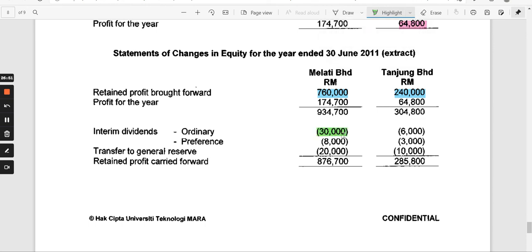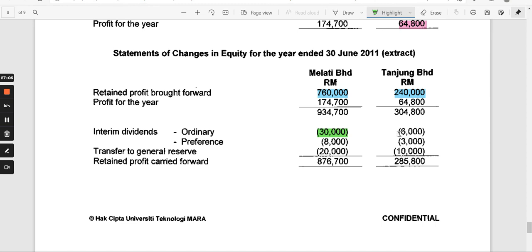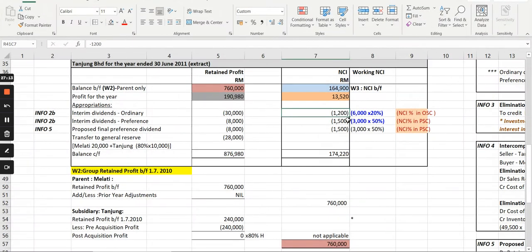This one. Then the one of the non-controlling interest, I'm going through line by line, would be the portion that belongs to the non-controlling interest. So if you go and check here, it is 6,000. Don't report the 6,000, but just report 20% of it, which is the 6,000 times 20%. Not 30%, 20%, because the percentage is 20% for the non-controlling interest in OSC.